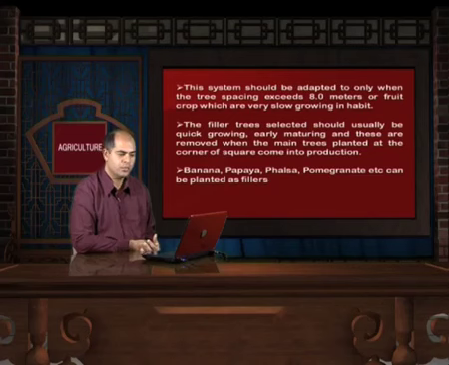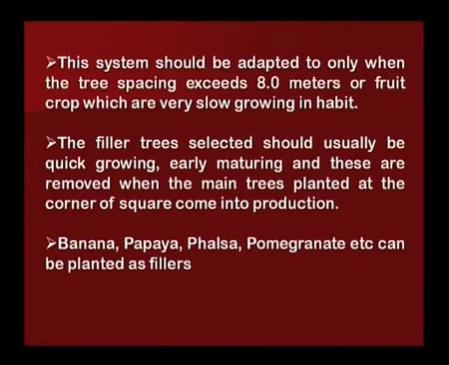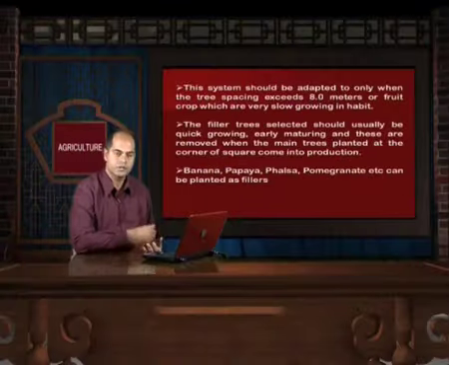This system should be adopted only when the tree spacing exceeds 8 meters or for fruit crops which are very slow growing in habit. The filler trees selected should usually be quick growing, early maturing, and these are removed when the main trees planted at the corner of a square come into production. Banana, papaya, falsa, pomegranate, etc. can be planted as fillers.